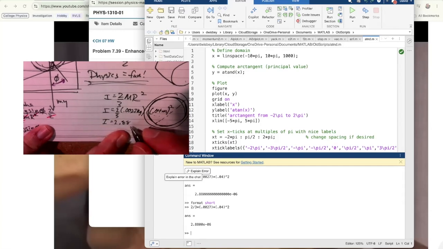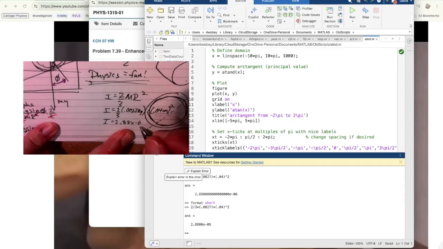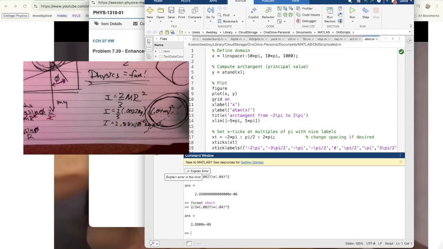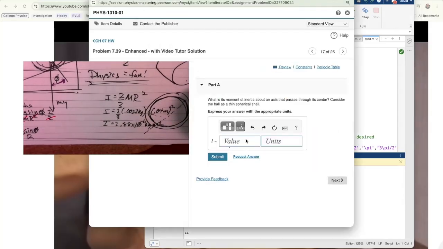I is going to equal 2.88 times 10 to the minus 6. And what units do we have? We have 10 to the minus 6 times our units. We got kilograms and meters squared. Kilograms times meter squared. All right, let's put it in.